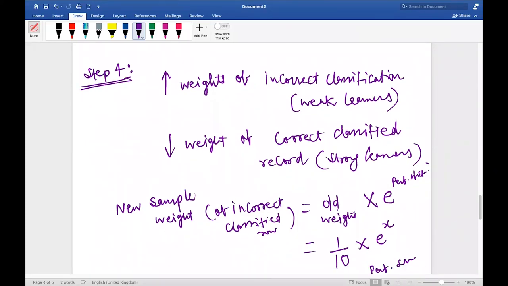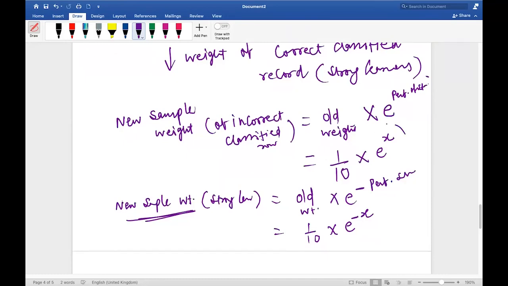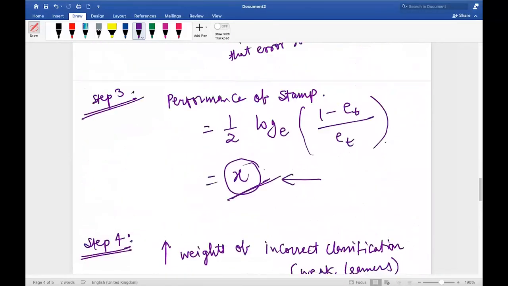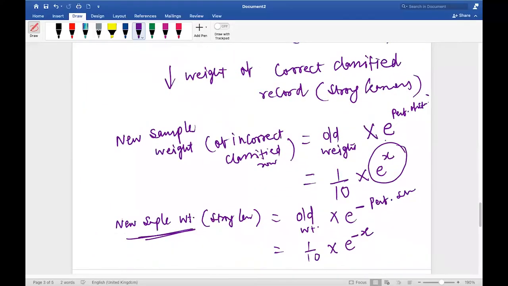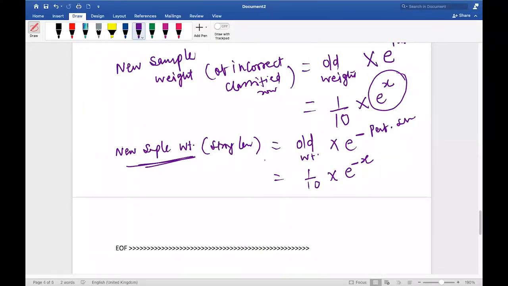How will I increase it? I multiply by a positive value, e raised to power x, where x is my performance of that particular stump. For the strong learner, I negate it, so I decrease its weight. So I am increasing the weight of my weak learner and decreasing the weight of my strong learner. Understood? Any confusion till here?